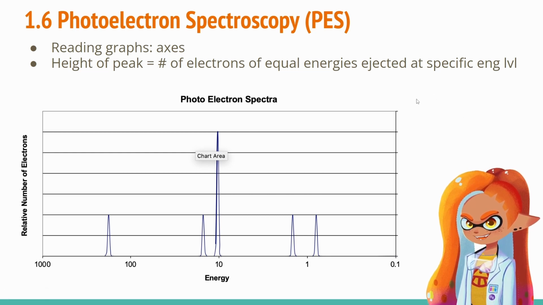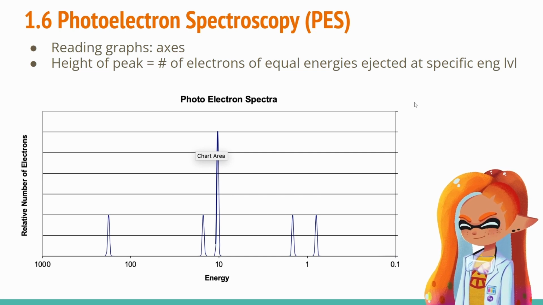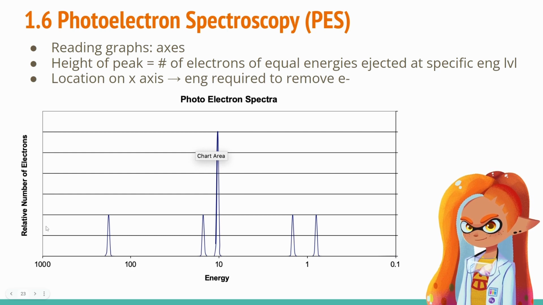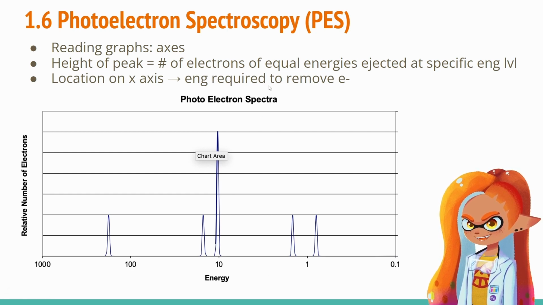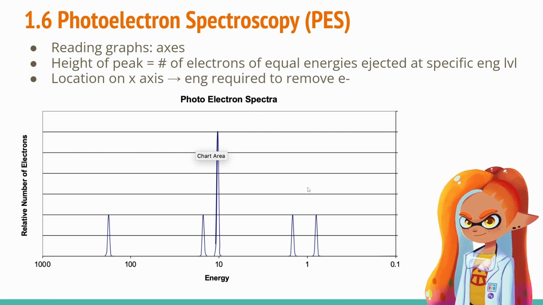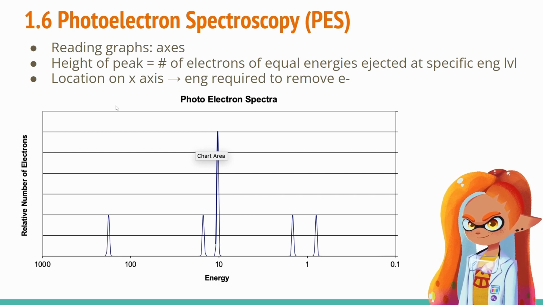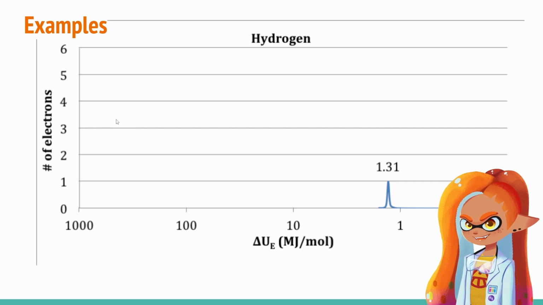So think about the Bohr model again, how the electrons are being moved. Essentially we're just straight up removing it from the atom. And so this x-axis, again, is the energy required to remove those electrons. Make sure you know that, because students forget that sometimes. Cool. All right, so here is an example.